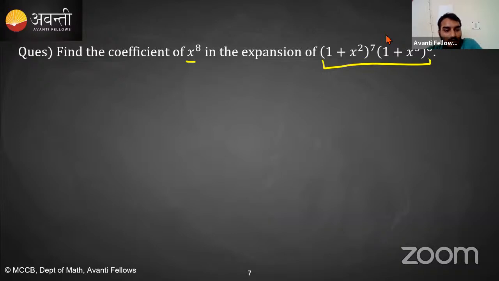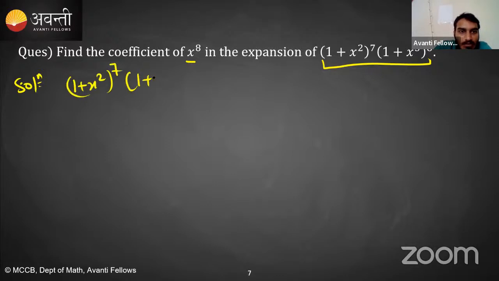So what you have to do, let me just write down this expression again. Expression is (1 plus x square) whole raised to the power 7 into (1 plus x cube) whole raised to the power 8. Now find the answer. You have 1 minute.